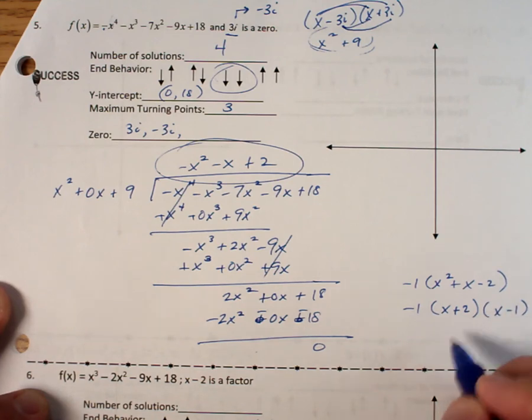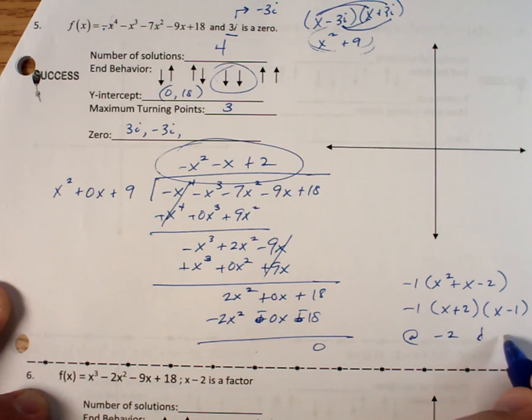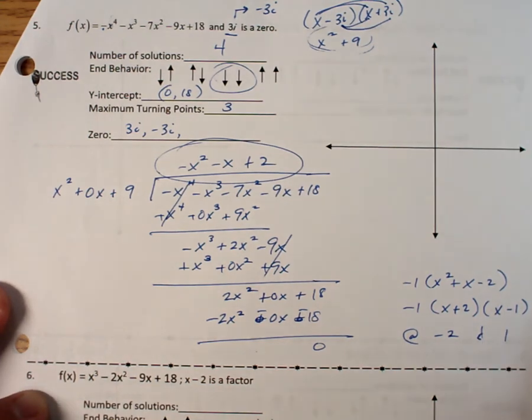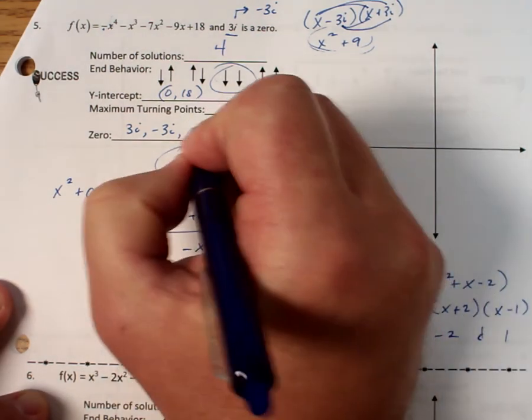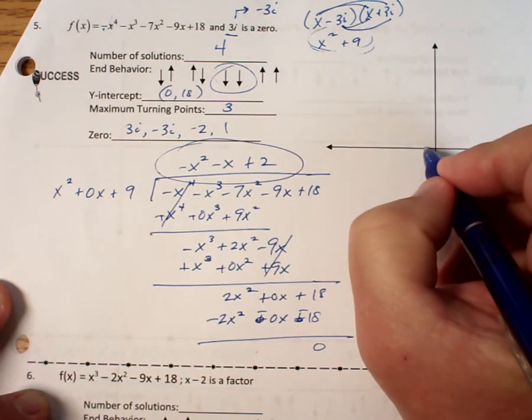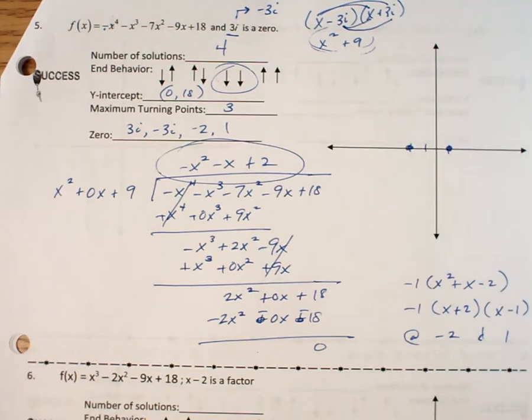Minus 1. So my other 2 zeros would be at negative 2 and positive 1. We don't want to write that as an ordered pair. Those are 2 separate points there, right? Negative 2 and positive 1, with down and down end behavior.